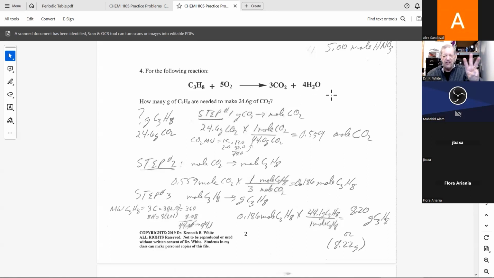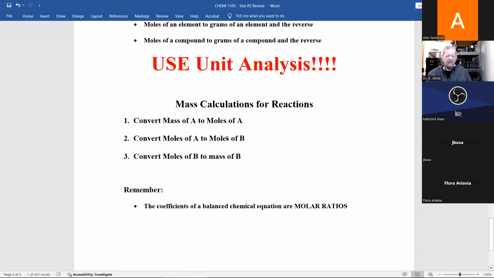You need to do 3 steps. And here are those 3 steps. The first step, whatever compound you're given the weight of, that's mass, you convert it to the moles of that compound. The second step, now that you have the moles of A, you convert it to the moles of the compound you're trying to get the weight to. And now when you have the moles of B, you convert the moles of B to mass of B, which is the weight you're trying to get. Again, let me go through this and I'll show you it in a problem.